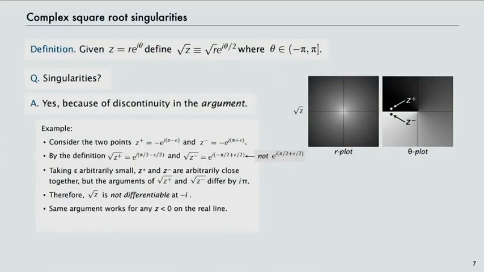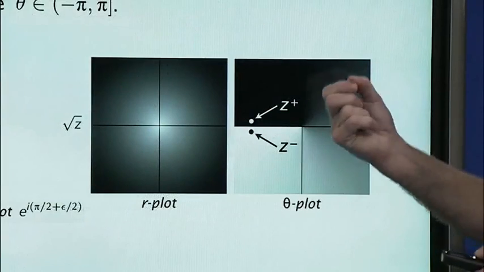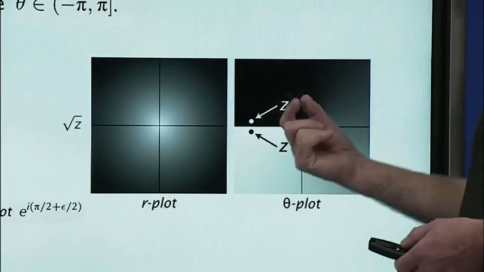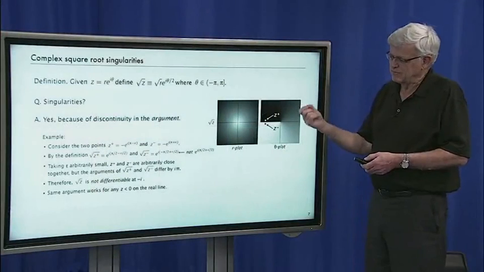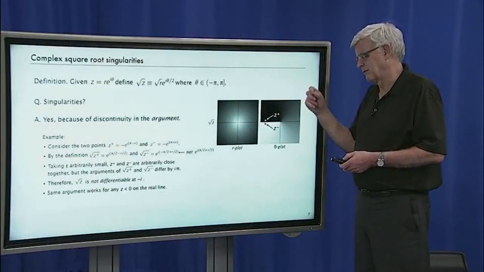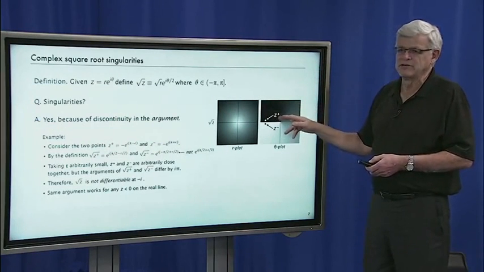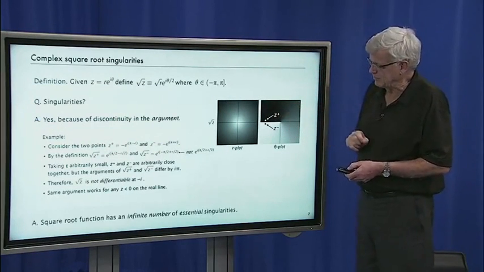And the thing is that it works for any z on the negative real line. It's not differentiable. And there's an infinite number of points there all clustered together. So they're not isolated. A pole is something that's isolated. We're going to multiply by 1 minus z times the order of the pole and get rid of it. With these, you can't do that. There'll always be another one right next to it.